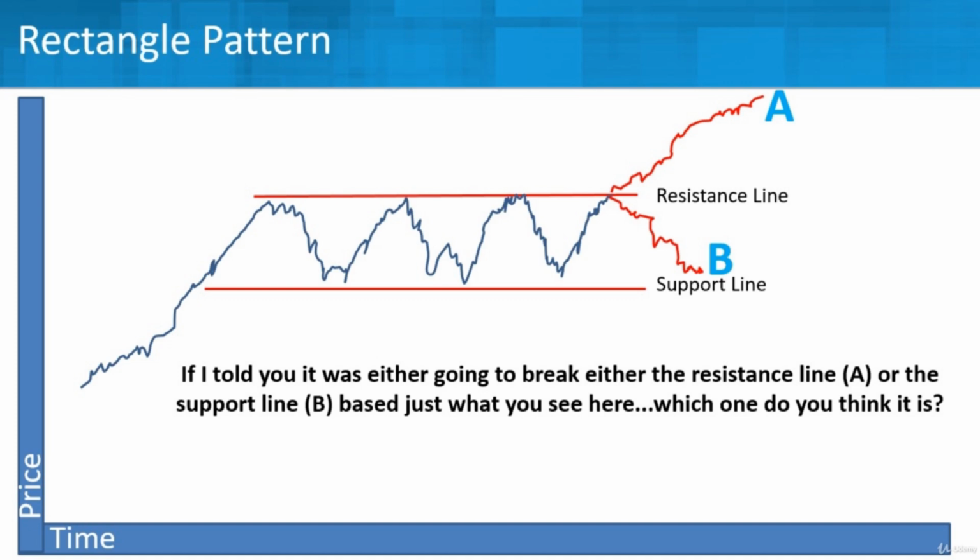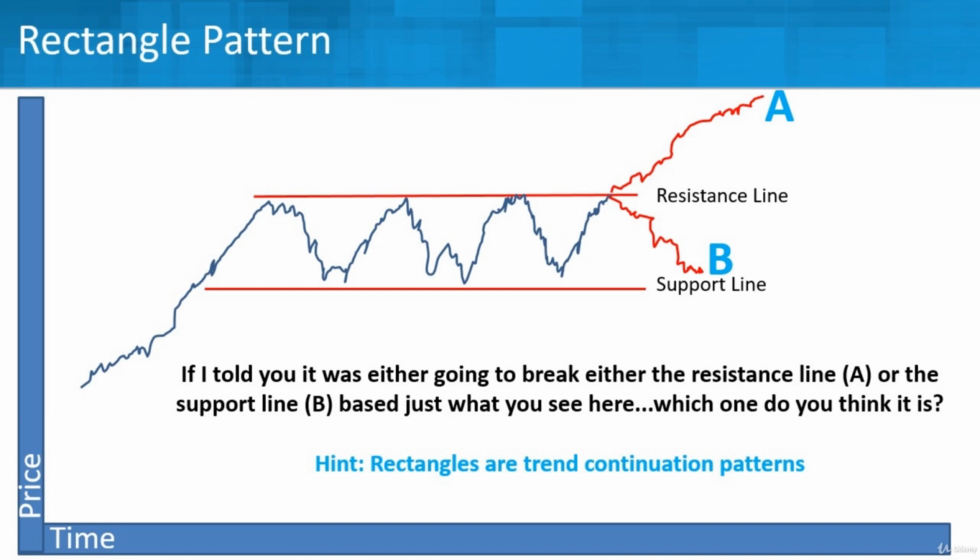But let's say I told you it was either going to break through resistance line A, or it's going to turn around and go all the way down and break through the support line B. Just based on what you see here, which one do you think it is? I'm not giving you any other indicators. You just have to go with the pattern here. I'm just telling you it's going to do one or the other because I'm the instructor and I'm having fun, and hopefully you are too. Which one do you think it is? Now, a little hint: rectangles are trend continuation patterns. What was the trend coming into the rectangle?